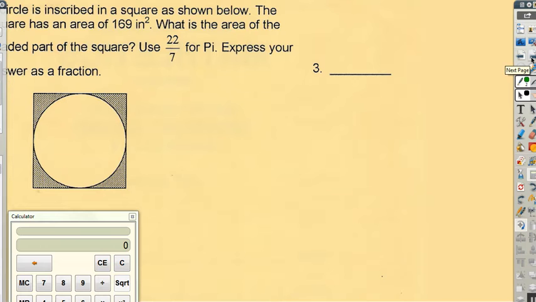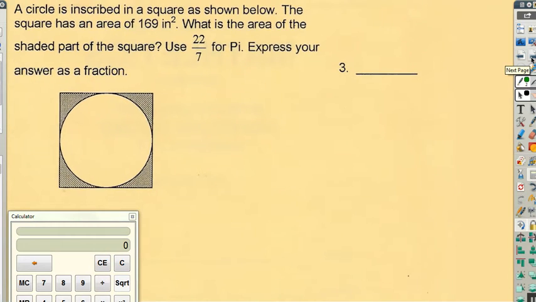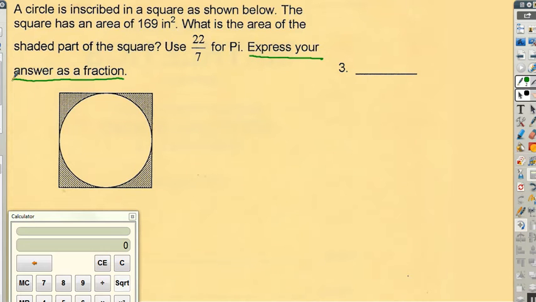All right, this one was the problem that gave the most people troubles. Here we go, and it gets kind of ugly, and it gets ugly for this reason right here. Express your answer as a fraction. So we know that we're going to have to work in fractions only. And to do this, we are going to use the fraction 22 over 7 for pi.